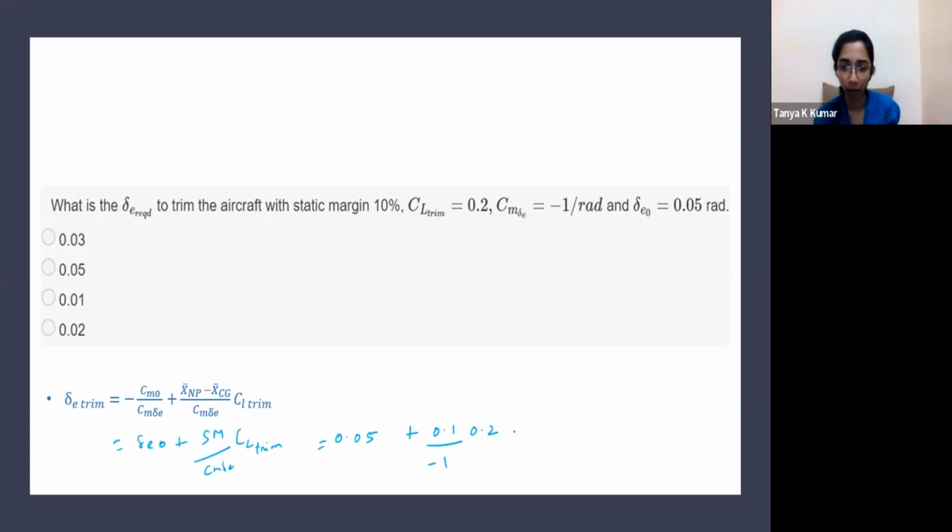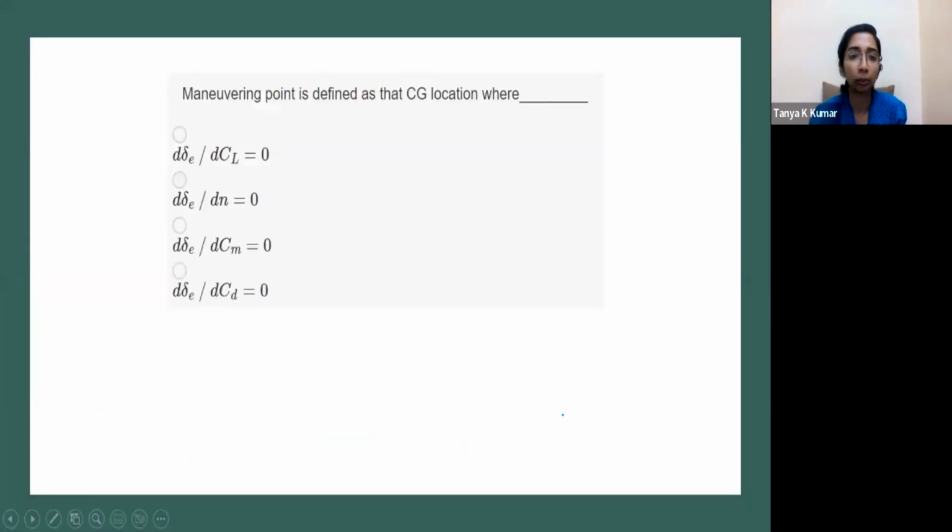What is the answer here? How much is the delta E required to trim the aircraft with that CL trim? 0.03. Okay. So maneuvering point is defined as the CG location where.